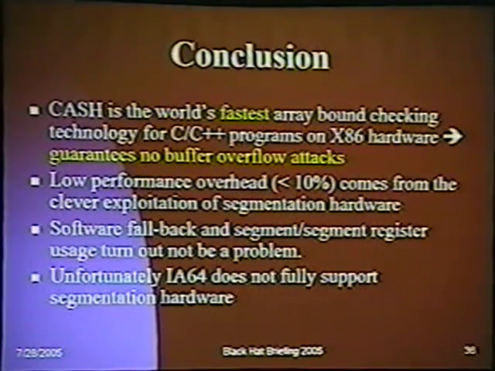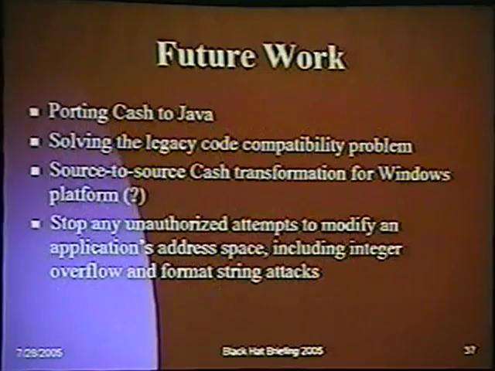And our original concerns, the software fallback and the limited number of segment descriptors and segment registers, turn out not to be a problem. That's good news. Now the bad news is that unfortunately, IA64 on Itanium and the 64-bit version of AMD, Itanium doesn't even support it at all. IA64 and AMD's 64-bit version only support segmentation hardware in the backward compatible mode, not in their native mode. So that's the bad news. Right now, it really only works on IA32 or in the compatibility mode of IA64.